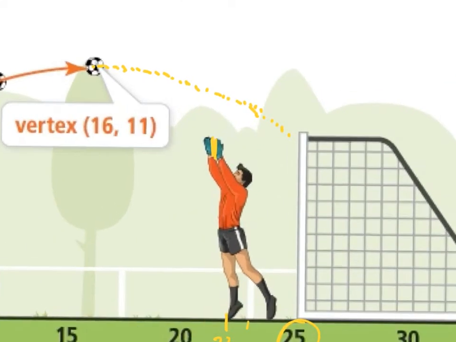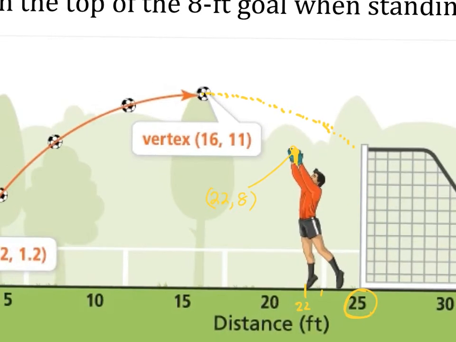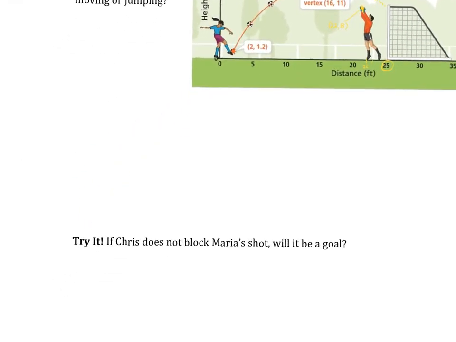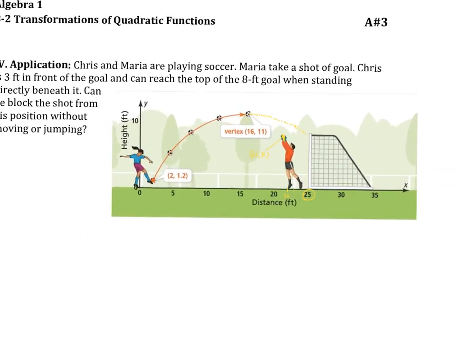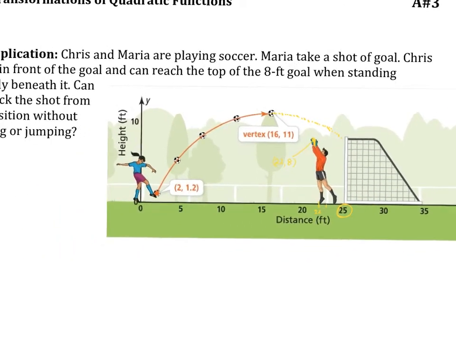So let's see here. We know that this point right here where he is reaching, let's go ahead and label that point, is at 22 feet and 8 feet high, okay? And I'm estimating that he can't grab the ball. But of course, we don't know if it's making a goal either. That's the next part, if Maria did make the goal. So let's see how to do this.